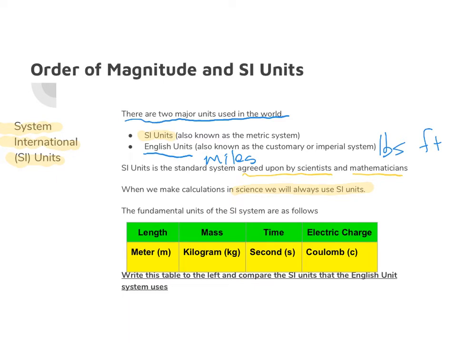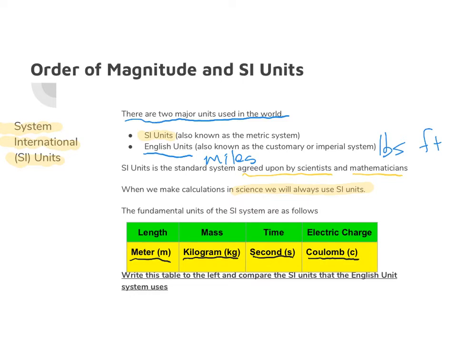The fundamental units of the SI system are as follows. For length in the SI units, we have the meter. For mass, we have the kilogram. For time, we have seconds. You should be familiar with these three. And as we learn about electrical force and electrical charge, the coulomb is our standard fundamental unit in the SI system for electric charge.